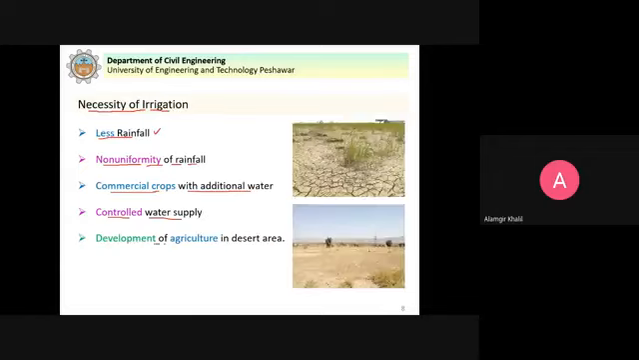Development of agriculture in desert area. In desert areas where crops cannot grow because of less rainfall, by construction of a network of canals, we can bring areas in the desert under cultivation. So these are the different factors that necessitate irrigation.